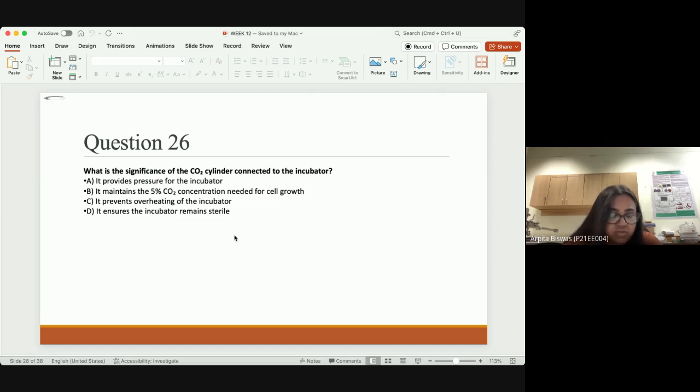What is the significance of the CO2 cylinder connected to the incubator? So first option, it provides the pressure for the incubator. Second, it maintains the 5% CO2 concentration needed for cell growth. Option C is it prevents the overheating of the incubator, and option D is it ensures the incubator remains sterile. So go through the question carefully and try to find out the right answer.